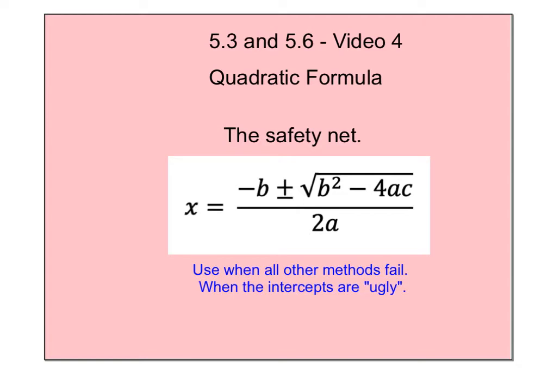You'll notice there are letters in the formula: a, b, and c. You need a quadratic function in standard form in order to use the quadratic formula, where your a is the coefficient in front of the x squared, your b is the coefficient in front of the x, and the c is your constant. So let's go ahead and give this a try.